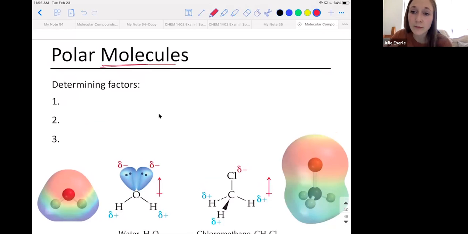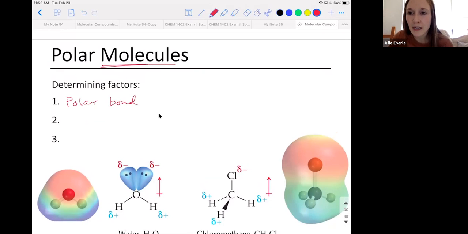So now we've talked about polar bonds, but we can get even more big picture than that. Now we're going to see how do we know if an entire molecule is polar or not. There's 3 ways to determine this. Number 1, you need to ask yourself, do I have any polar bonds in my molecule?